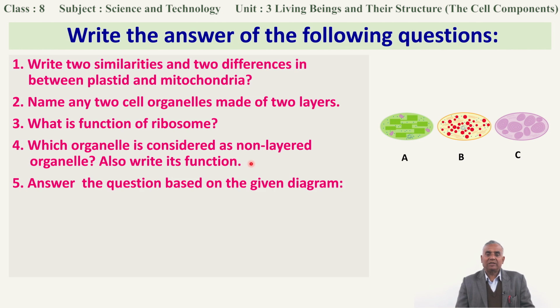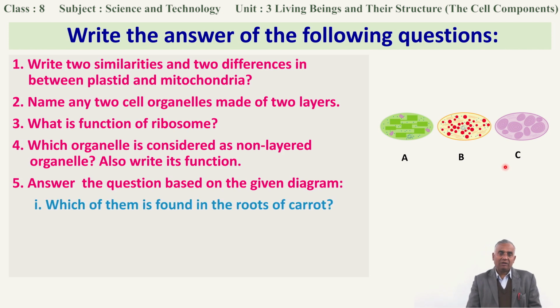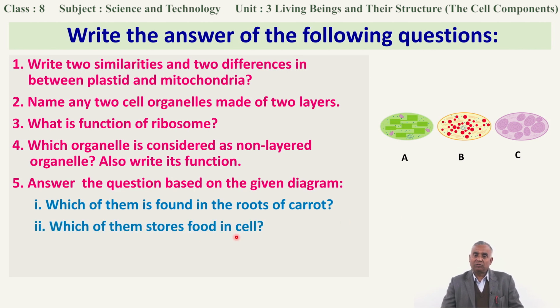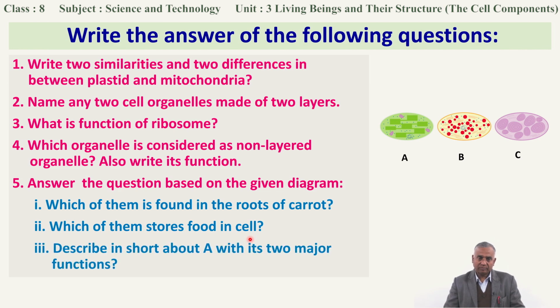Answer the questions based on the given diagram. The diagrams are of what you identified. Yes, chloroplast, chromoplast and leucoplast. First question is, which of them is found in the root of carrot? You can guess. Yes. Which of them stores food in the cell? Yes, which is related with the storage of food. And finally, describe in short about A with its 2 major functions. So, about it you have to describe and 2 major functions you have to write there.